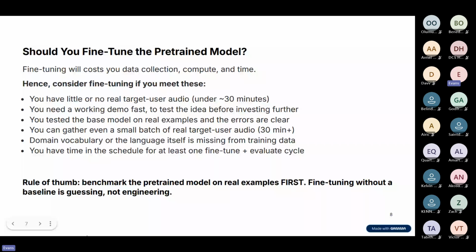At this point, I would like you to... I feel like I'm talking too much. So, any questions from you? If you have any questions, you can unmute and ask.